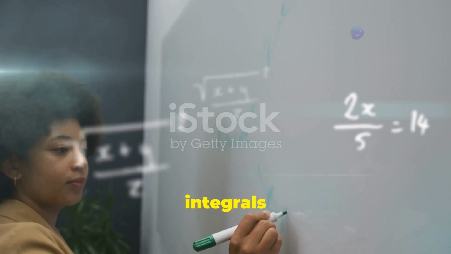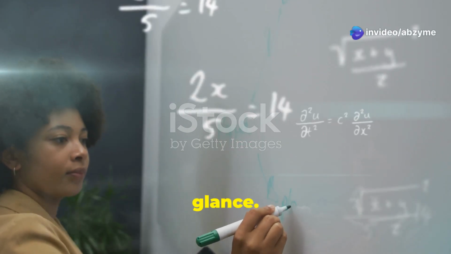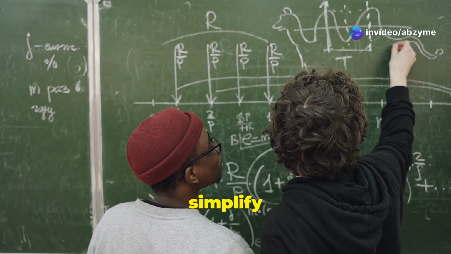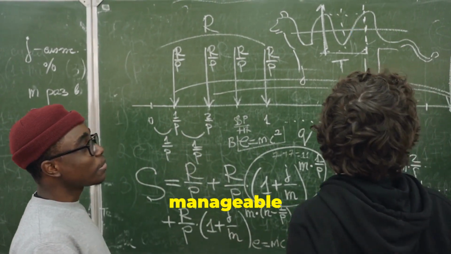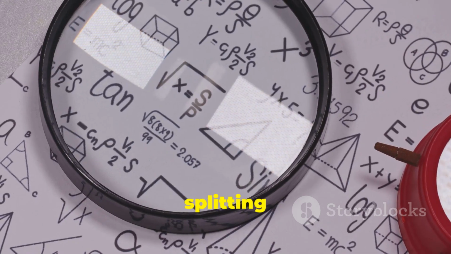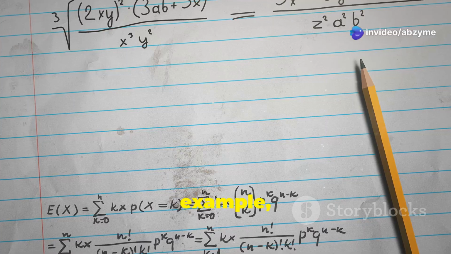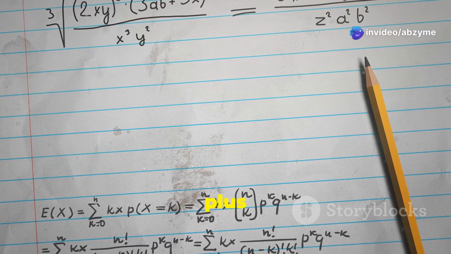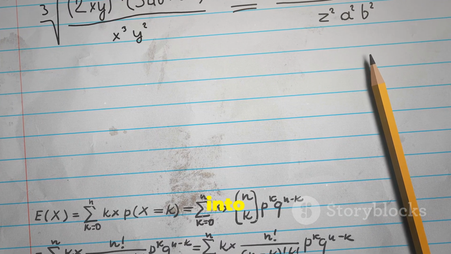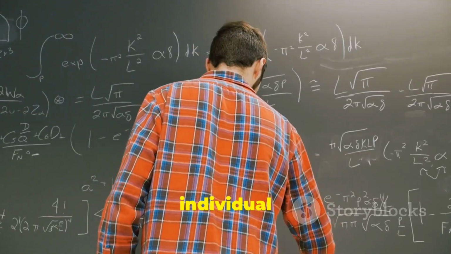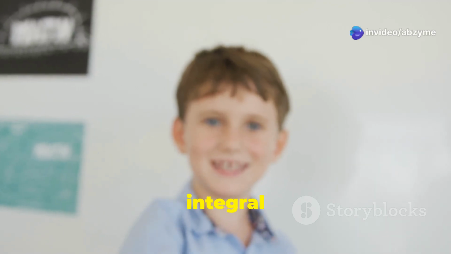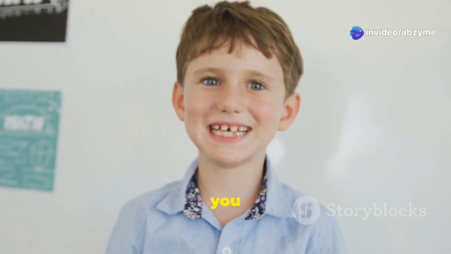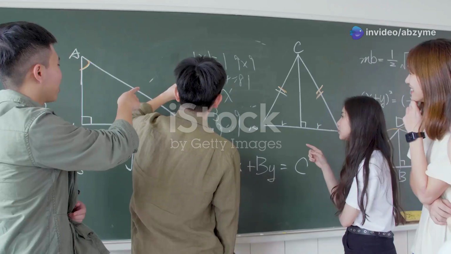Sometimes, we encounter integrals that seem overwhelming at first glance. The good news is that we can often simplify the integration process by breaking down a complex function into smaller, more manageable parts. This technique, known as splitting the function, involves dividing the integral into a sum of simpler integrals. For example, if you have the integral of x squared plus 3x plus 5, you can split it into 3 separate integrals. Each of these individual integrals is much easier to solve than the original integral. By breaking down a complex integral into smaller, more manageable pieces, you can make the problem much less daunting.